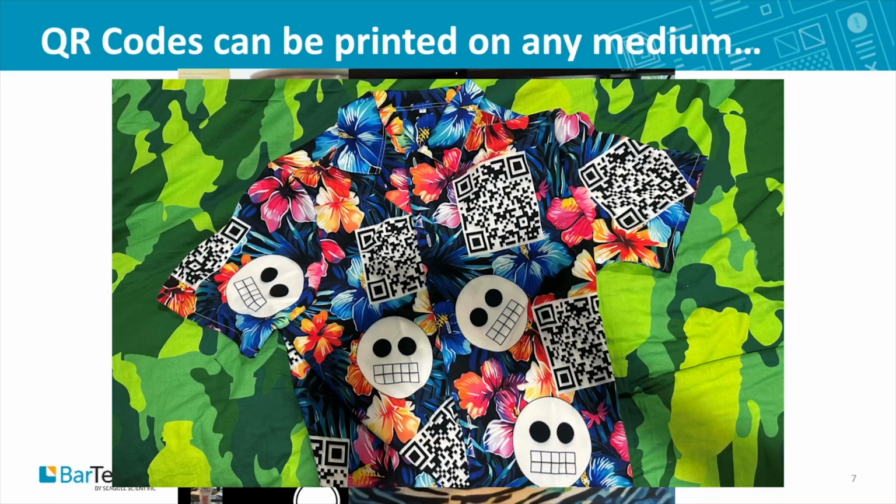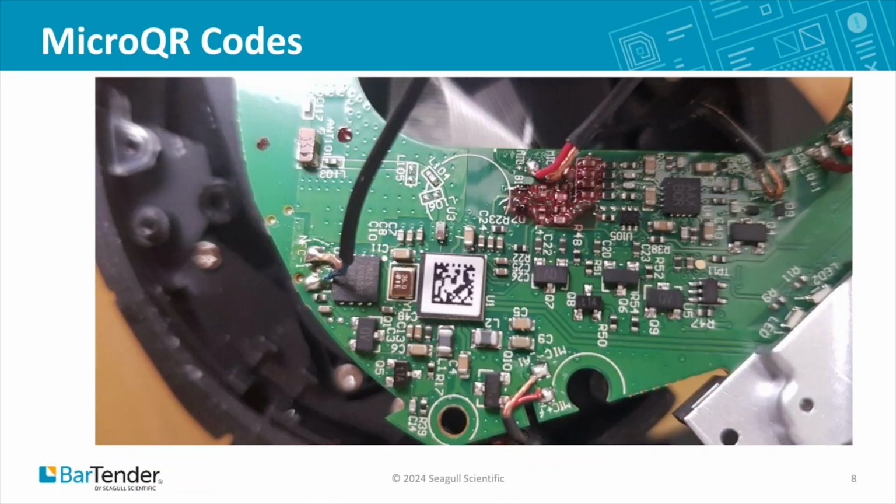As long as the resolution of the printer is there and the material lends itself to it, then a QR code containing all sorts of cool stuff can be printed. Micro QR codes let people put the codes on even smaller items like computer chips or other tiny objects where real estate is at a premium, like this computer board.